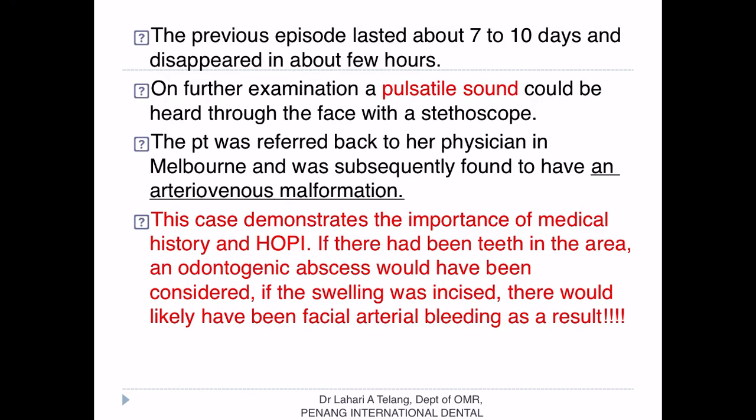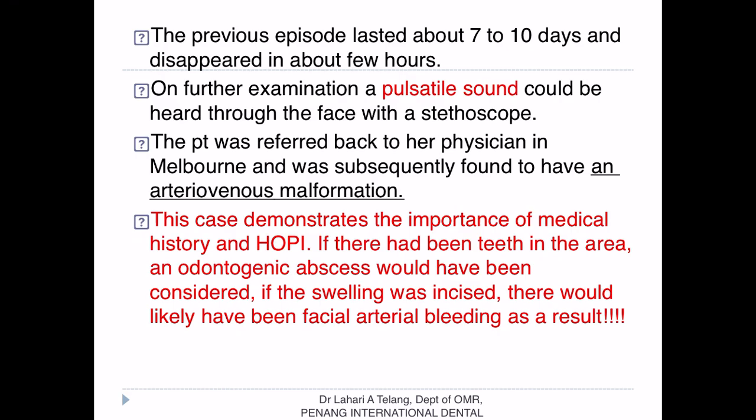The previous episode lasted about 7 to 10 days and disappeared in a few hours. That's very surprising, very strange, to have a swelling which disappears. On further examination, a pulsatile sound could be heard through the face with a stethoscope. The patient was referred back to her physician in Melbourne and was suspected, and subsequently found, to have an arteriovenous malformation.